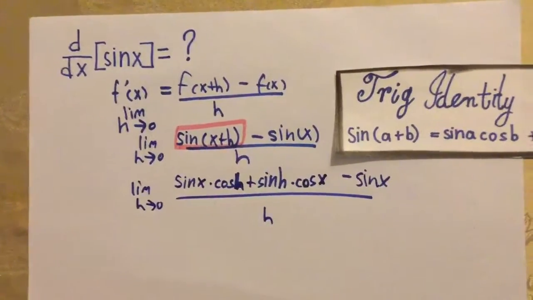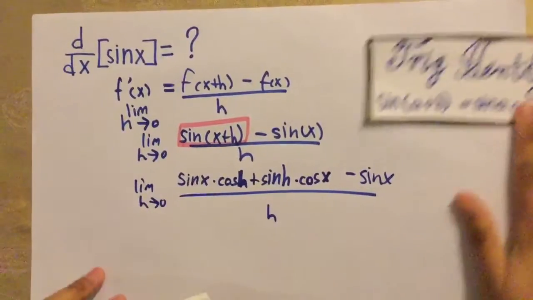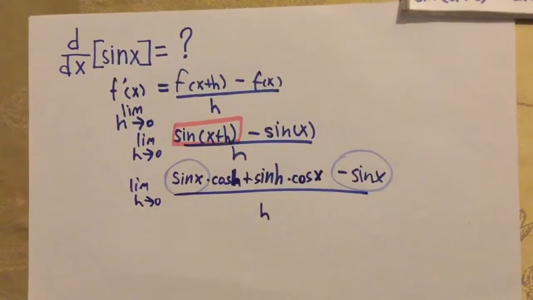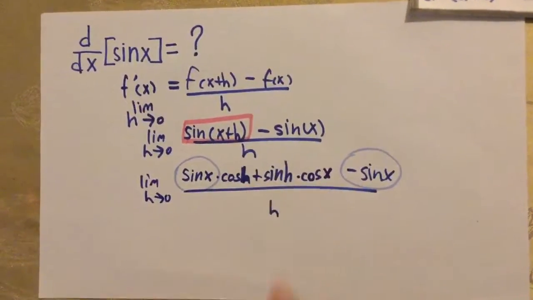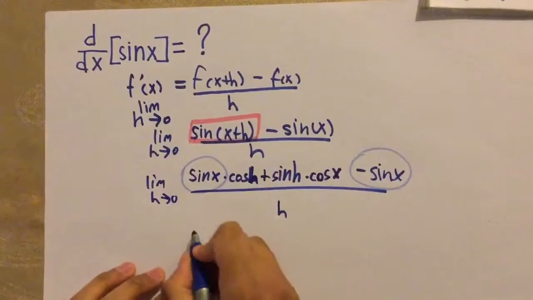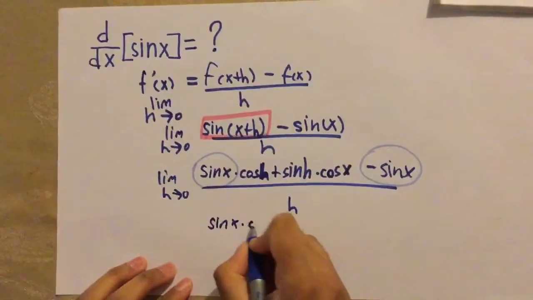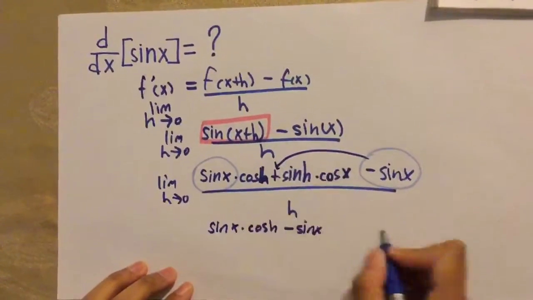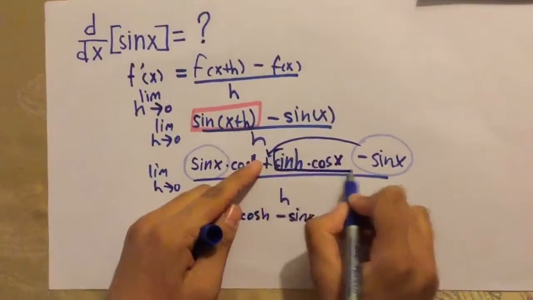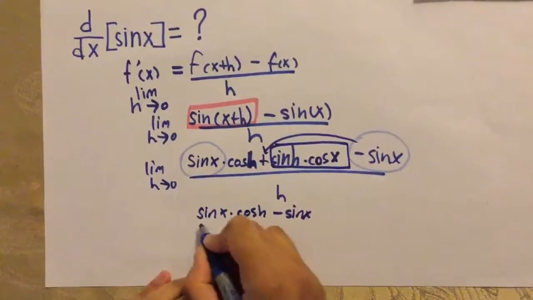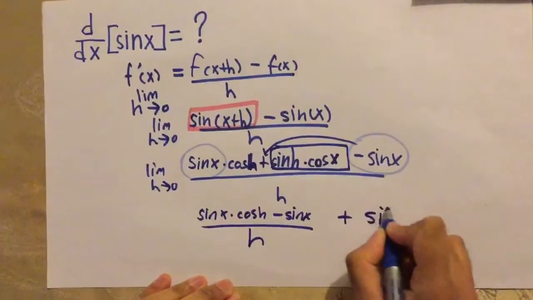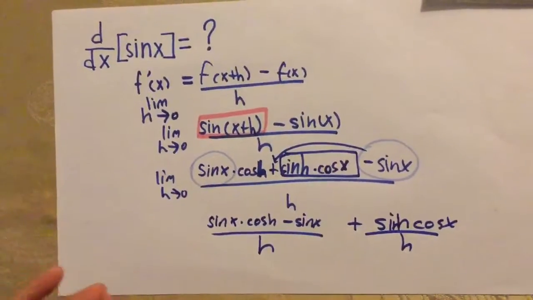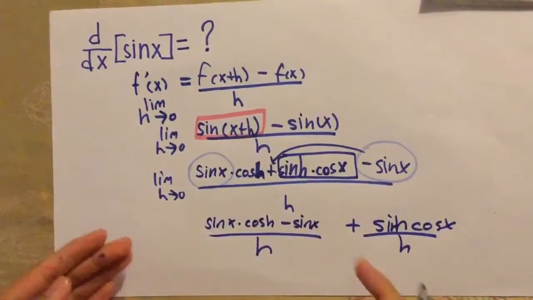Now we need to find a way to simplify this. The best way to simplify is to factor out the sine x. And in order to do that, let's just switch these two around, and we're allowed to do that. It's completely okay. Sine x times cos h minus sine x. Remember, we're bringing the sine x here, and we're putting this to the side. Over h plus sine h cos x over h. We're going to divide it into two fractions. Since they have a common denominator, we can split it up.